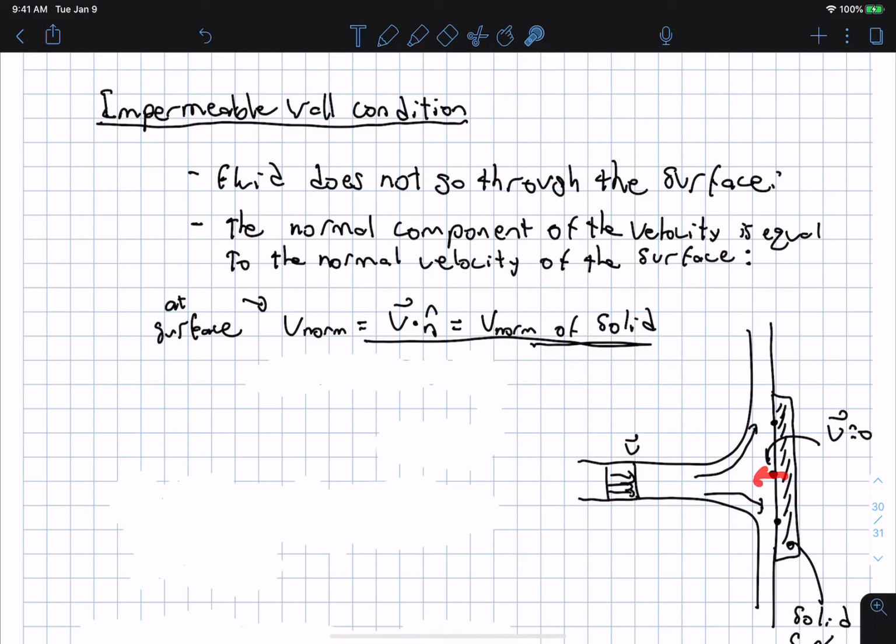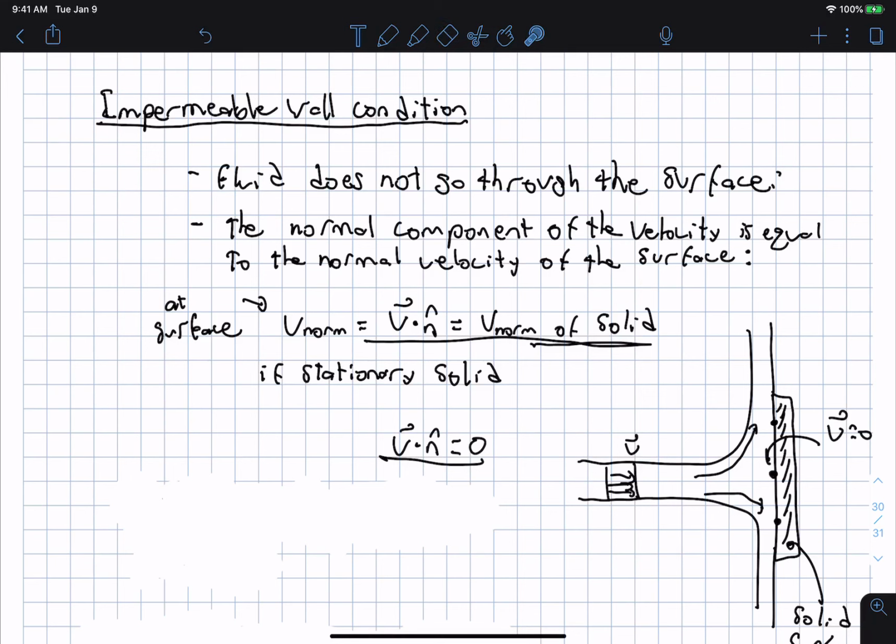Because you could think of, in your water wars as a kid, if you were holding the garbage can lid, you would move forward towards your friend, and now that plate is moving. That means the normal component of the fluid velocity is equal to the velocity of the plate. However, if the plate is stationary, the normal component of the velocity is 0. So it's just a special case of this more general case.